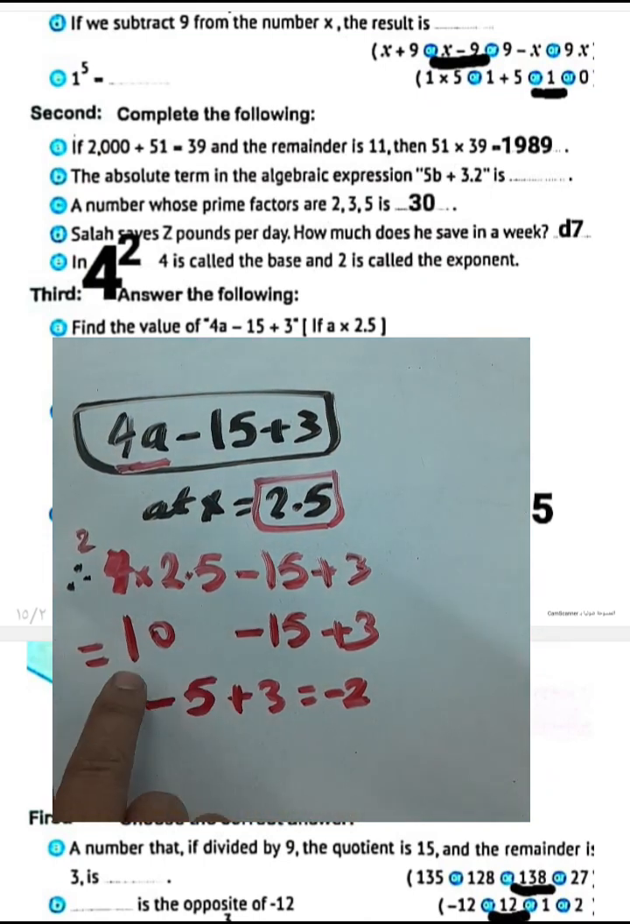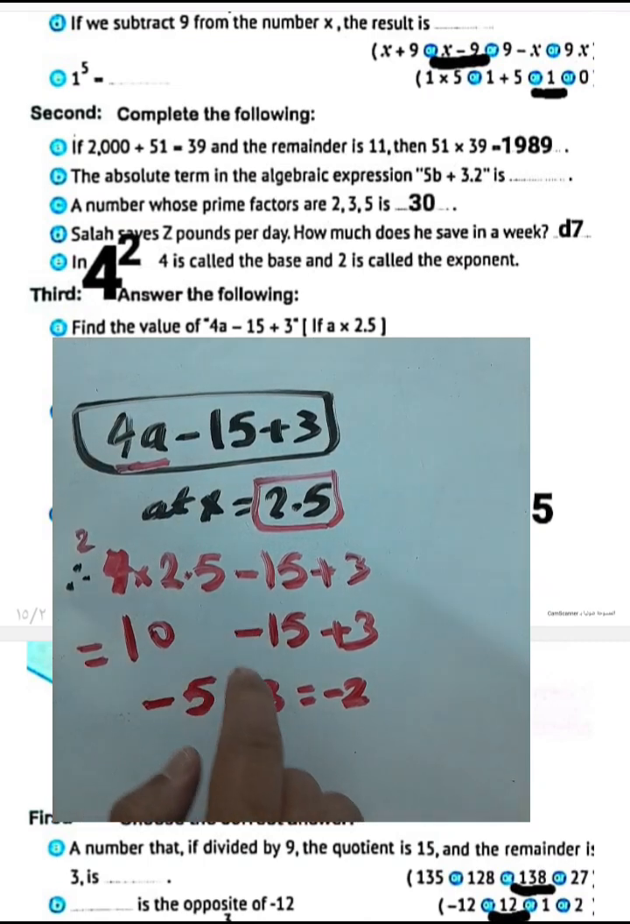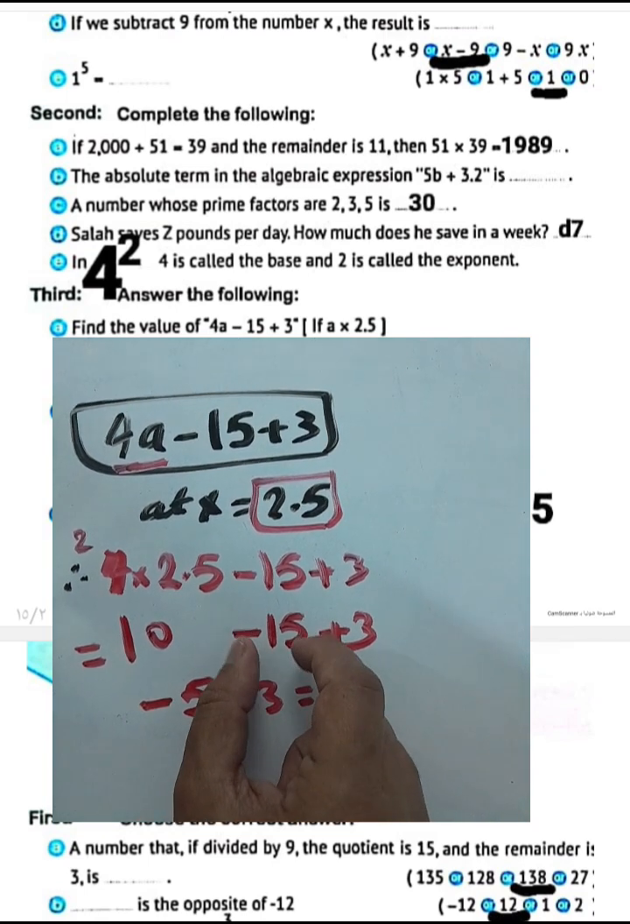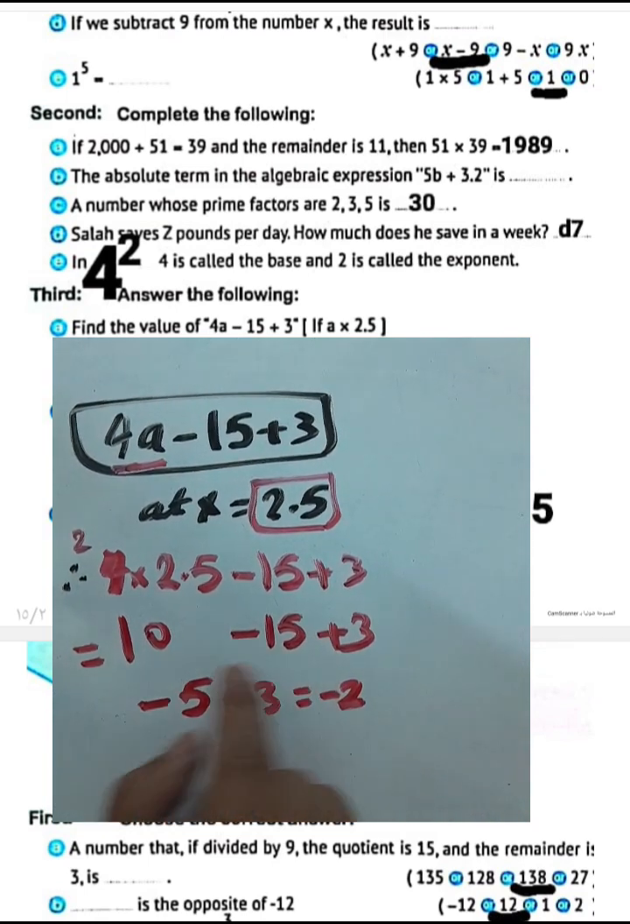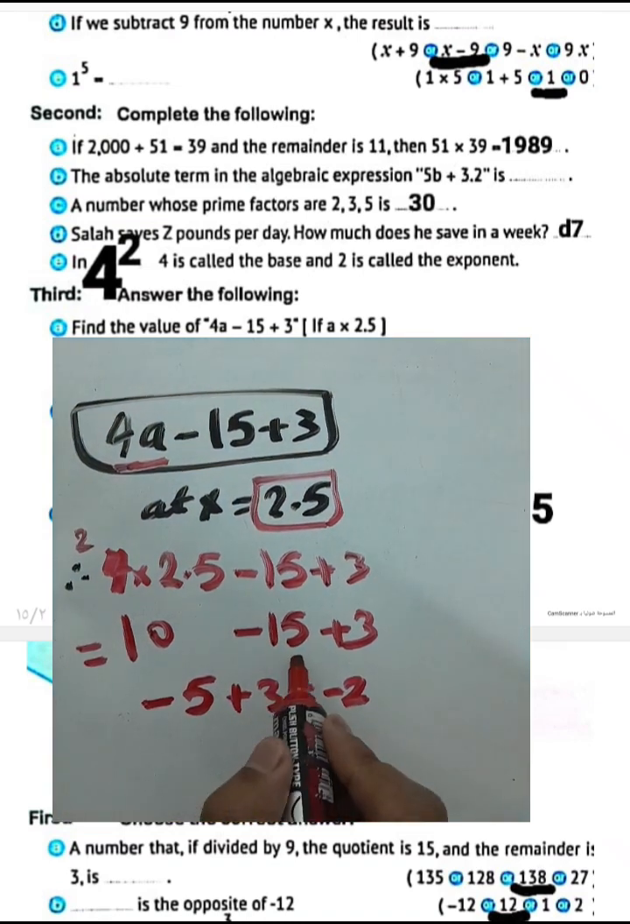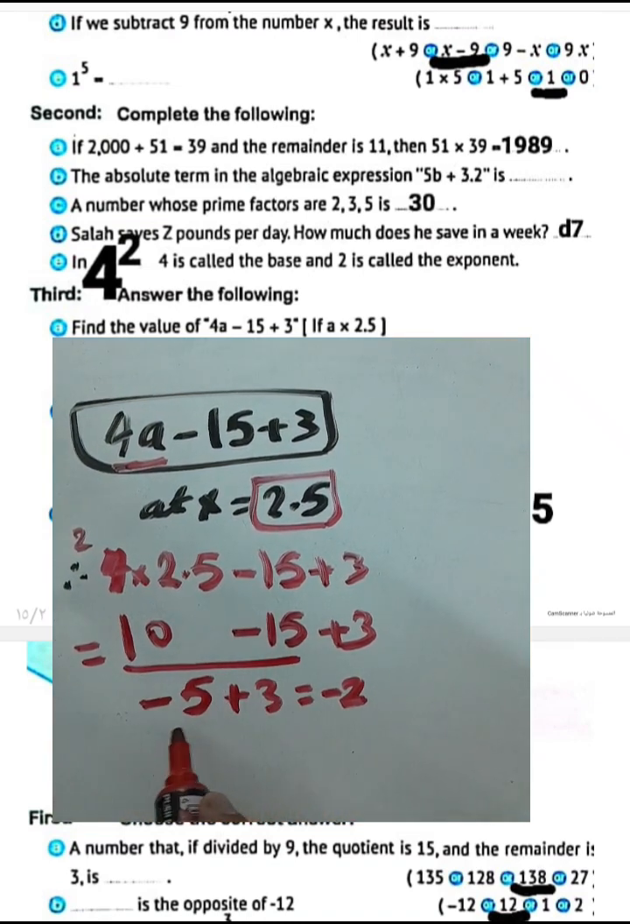It will be 10. Subtract 15, plus 3. 10 subtract 15 will be negative 5, because 10 is less than 15, so you must write the sign of the number with the greatest absolute value. 15 is the greatest, 15 is greater than 10, so you must write the sign of 15 here, and 15 minus 10 equals 5. Then the result of 10 minus 15 equals negative 5.